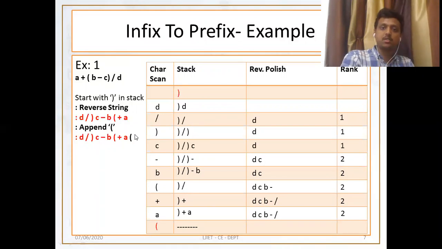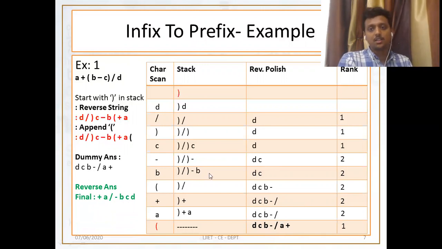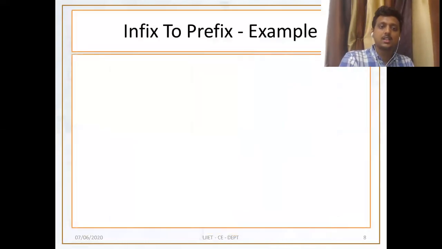Fine. Same as infix to postfix, in which we have added a closing bracket. Here we are adding an opening bracket. So just popping out each and every element, popping out A and plus, and get the answer. See, here the reverse answer is B, C, B minus division A plus. So this is the dummy answer, and we need to just reverse it. The final answer is plus A division minus B, C, D. Got it? Fine. Now moving forward to the next example.